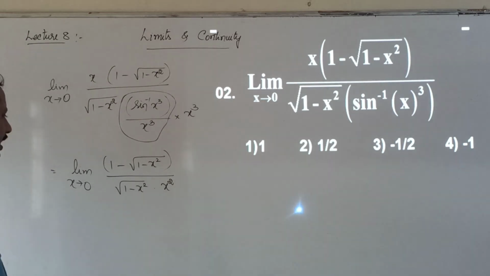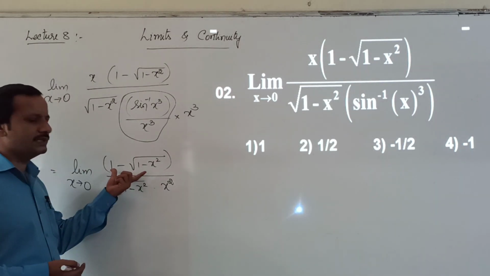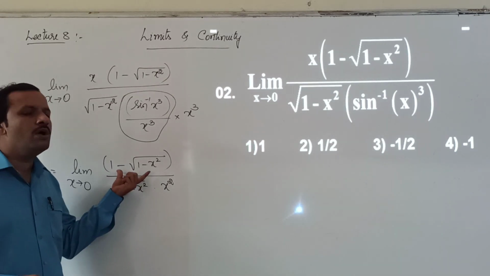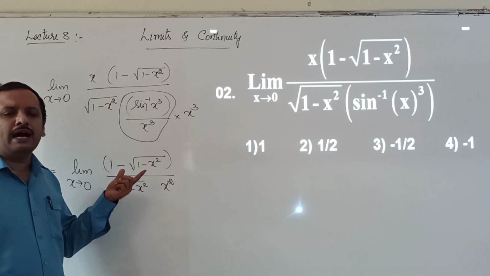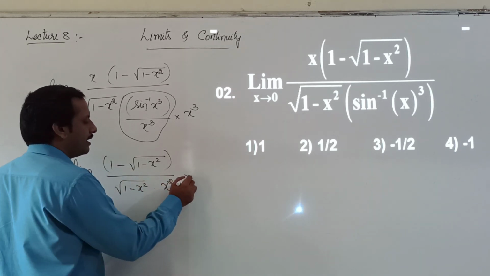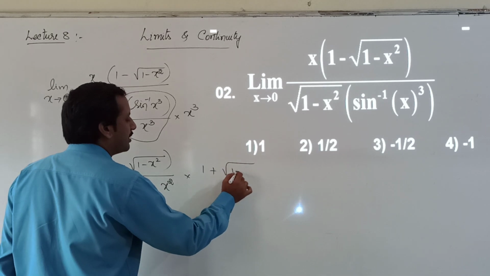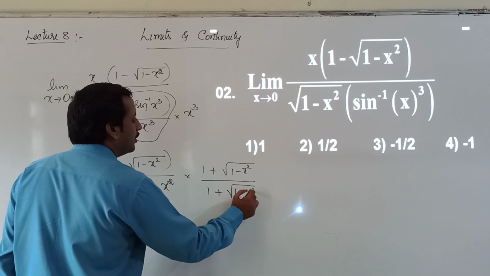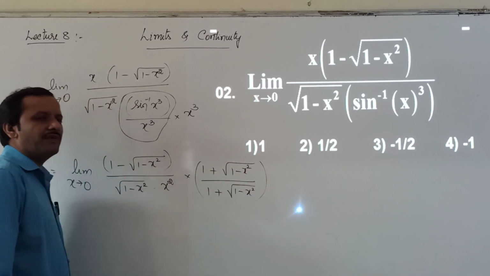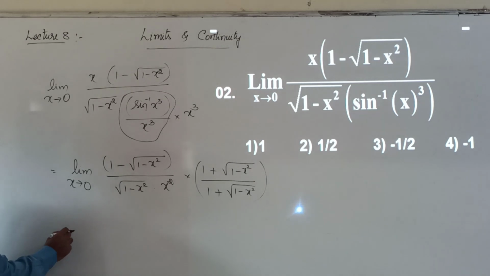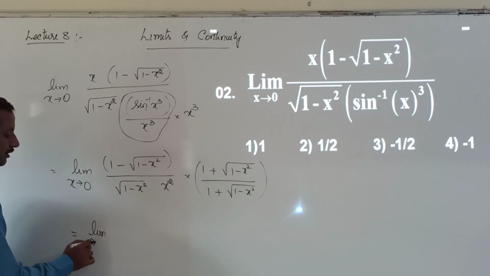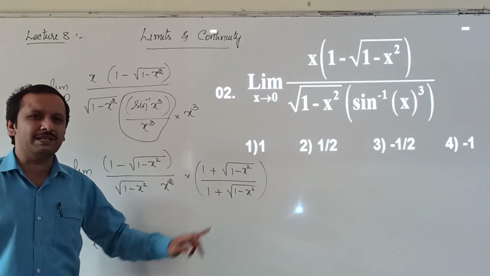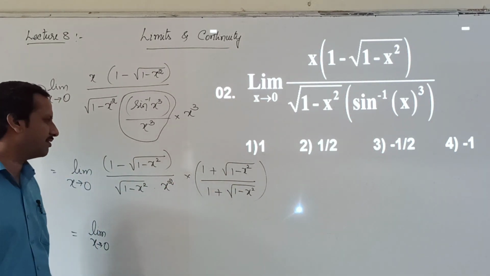So I will multiply and rationalize this. I will multiply and divide by 1 plus root 1 minus x square, since here we have 1 minus root 1 minus x square. That is equal to limit x tends to 0, a minus b into a plus b, that is a square minus b square.